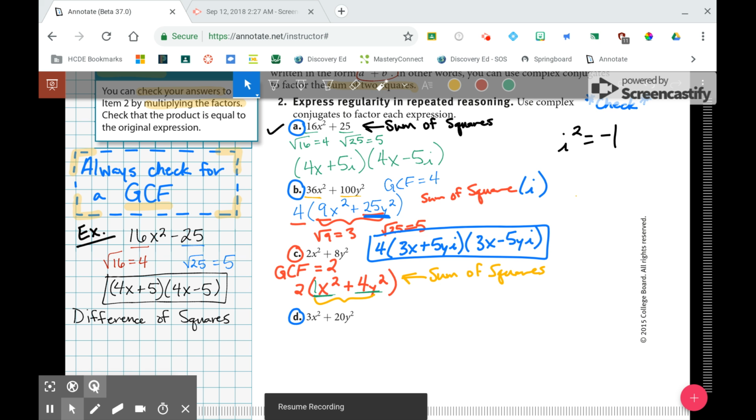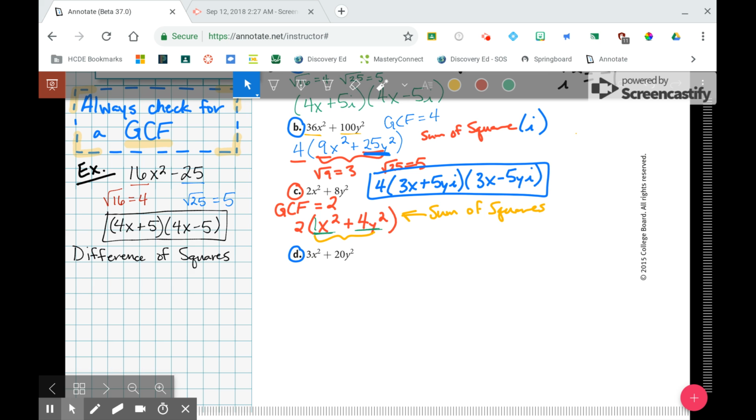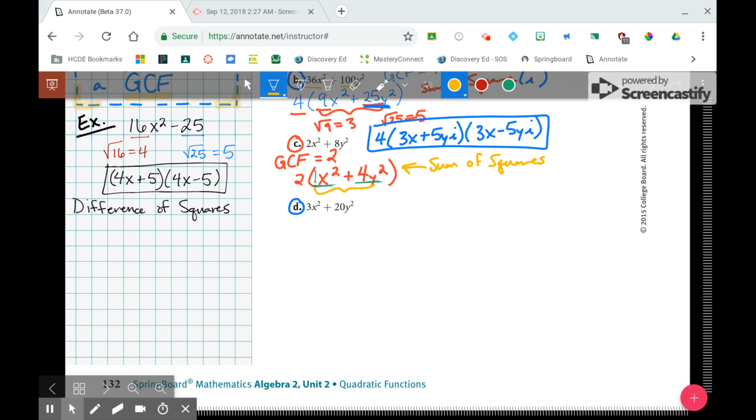Let's do part D together. Now, this is one of the harder problems, so just bear with me as I go through it. So in this first check for GCF, there isn't one besides 1, and a GCF of 1 doesn't help us. Notice this is still that sum of squares problem. Now, you may be tempted to say, well, we can't take the square root of 3 and the square root of 20. Well, that's right, they're not perfect squares, but we can still take the square root of them and just write the square root. So the square root of 3 will just be square root of 3. Square root of 20 will just be square root of 20.